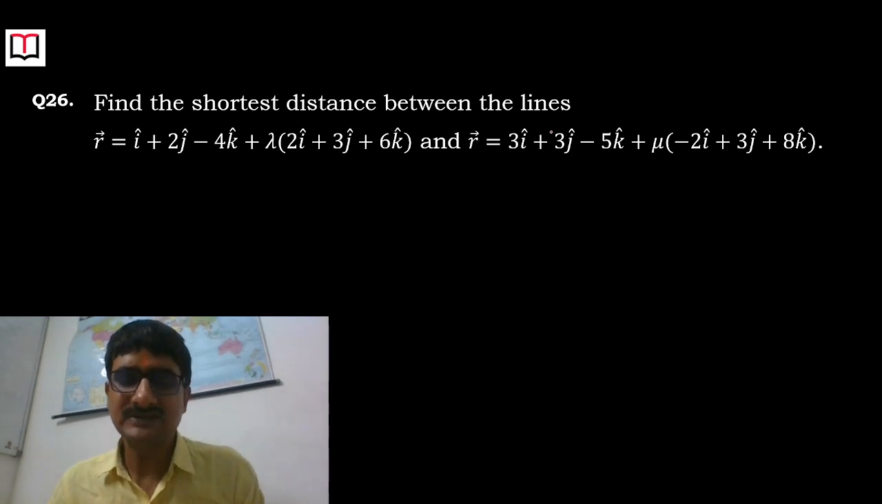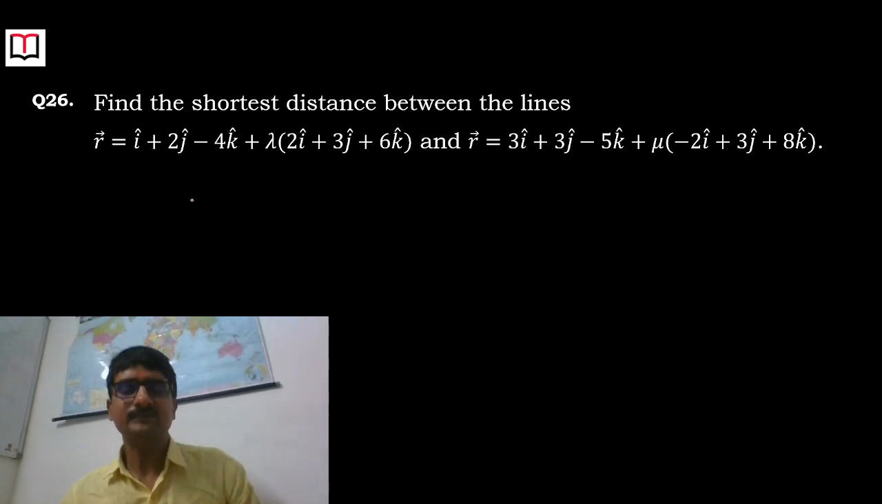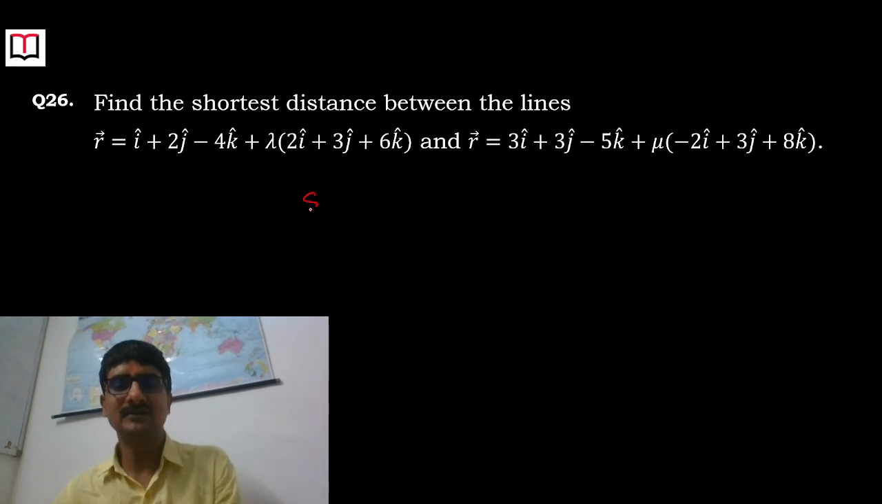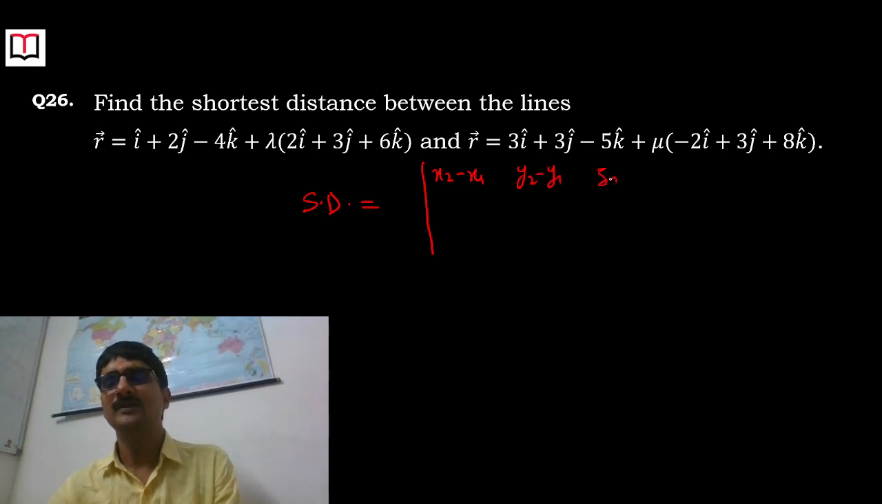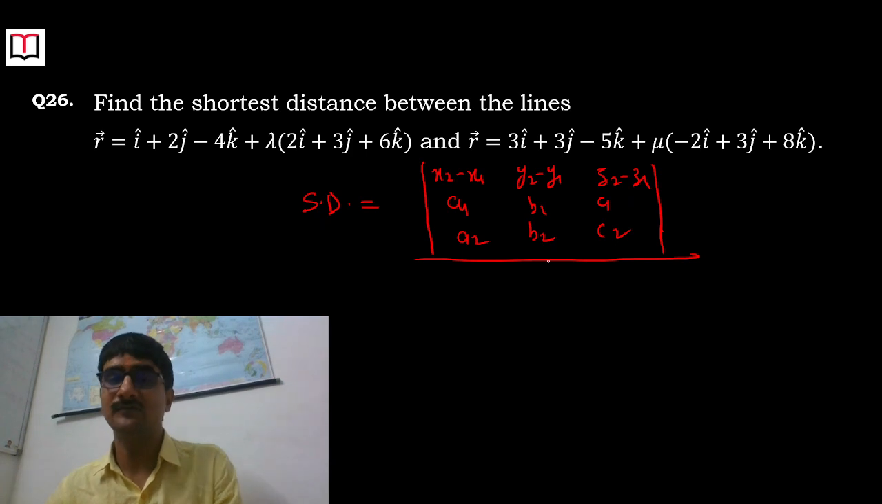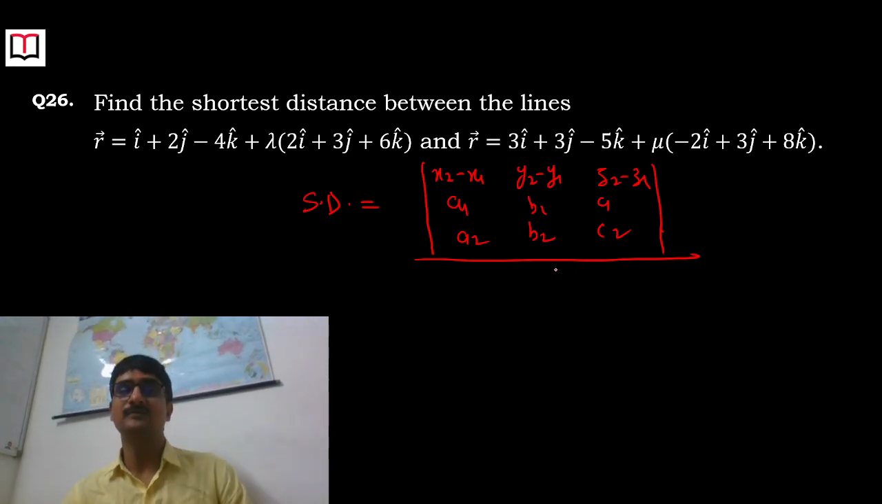So find the shortest distance between the lines. We have already seen it. See, in the last paper also, we discussed that formula, and I use the combination of vector and Cartesian form here: a1 b1 c1, a2 b2 c2. This is the determinant divided by the cross product of the direction vectors of both the lines.